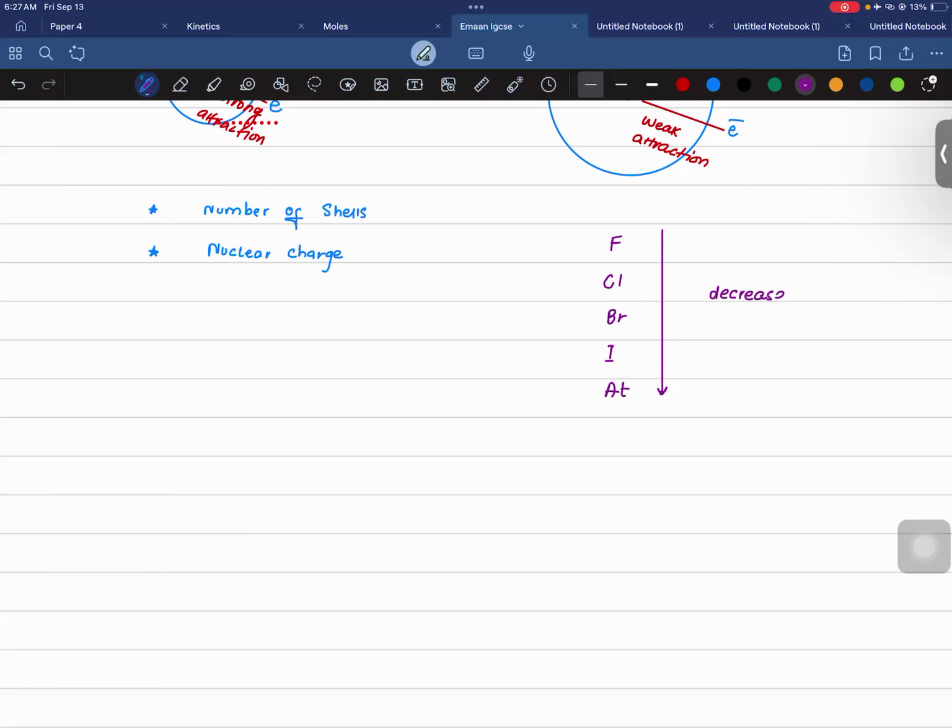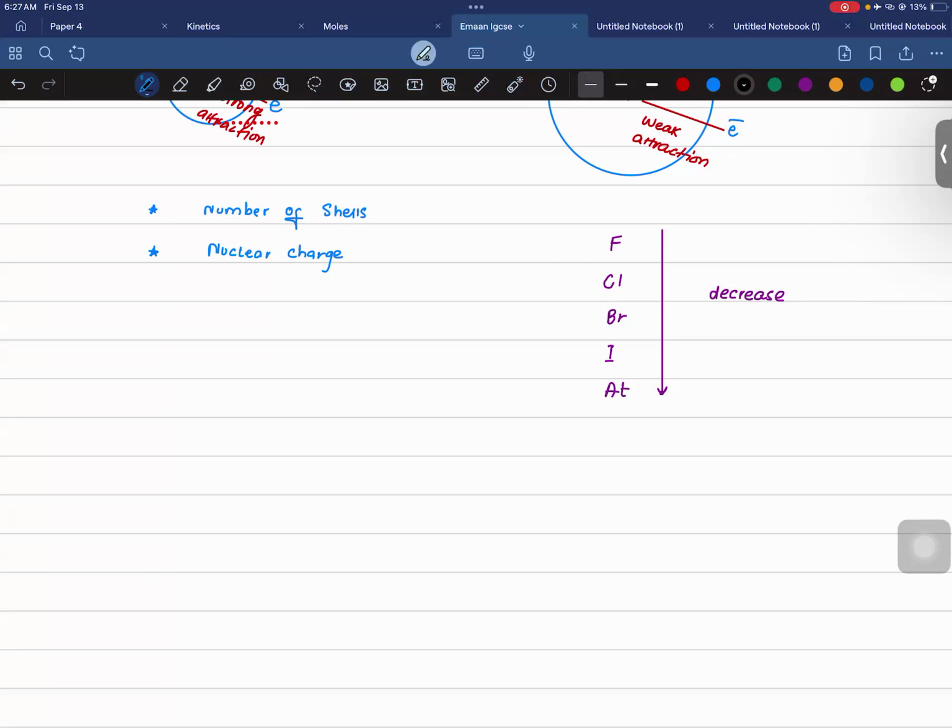It decreases because the ability to gain electrons decreases as the size increases. So the attraction towards electrons decreases, and I can say that the electron affinity is going to decrease. That's it. So these are the factors on which electron affinity depends.